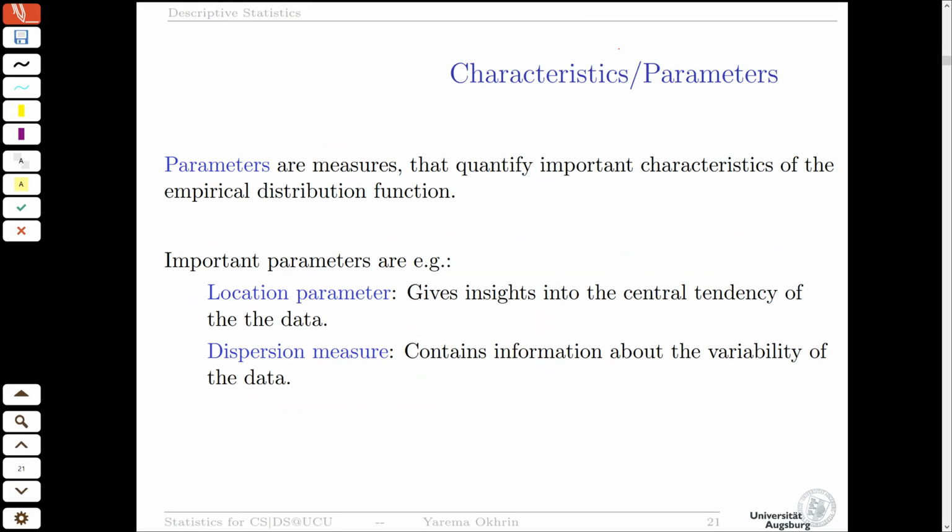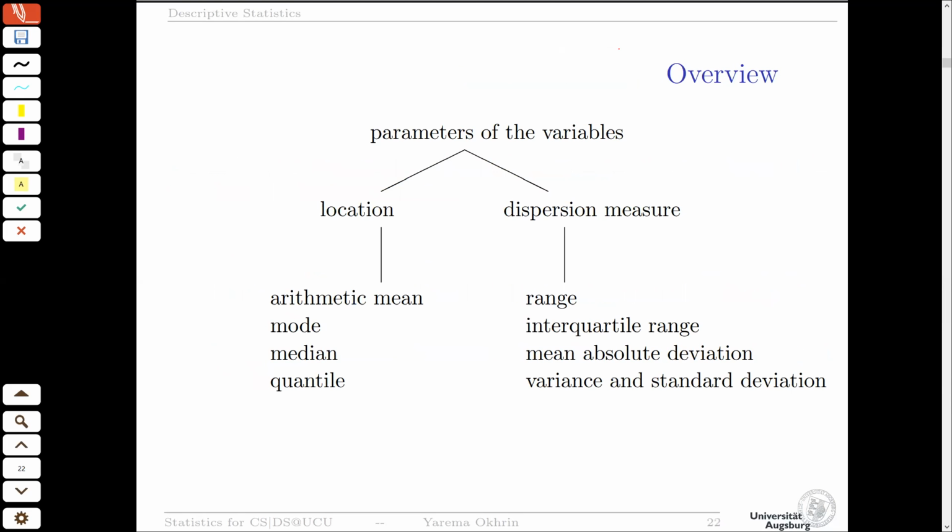Location measures give you some feeling for what happens with the center of the data, what is the most frequent observation, or what is the most popular observation. And the dispersion measures tell you how much the data varies around the center. So let's have a look at the possible measures.